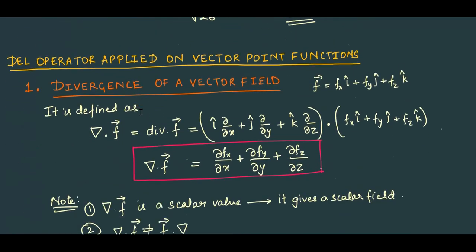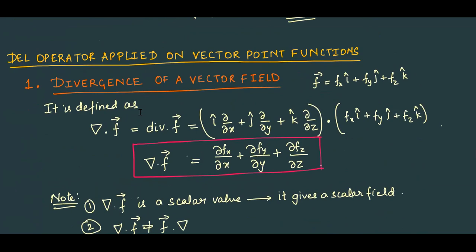We did some problems on it, and then we went to the divergence of a vector field. Earlier it was the del operator operating on a scalar point function, now on vector point functions. The first one was divergence. Now, del dot F is a scalar, because del is a vector derivative operator. So del dot F will give us a scalar quantity.